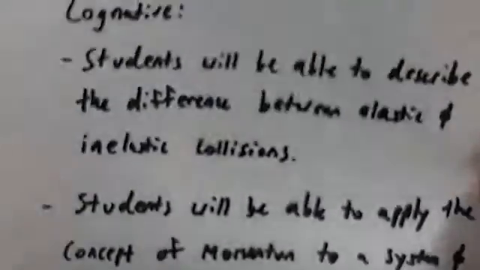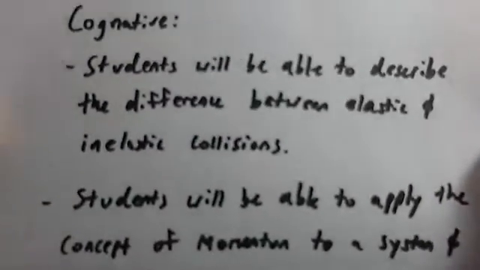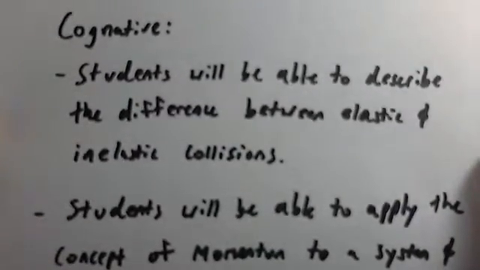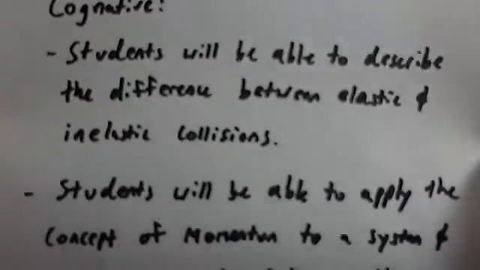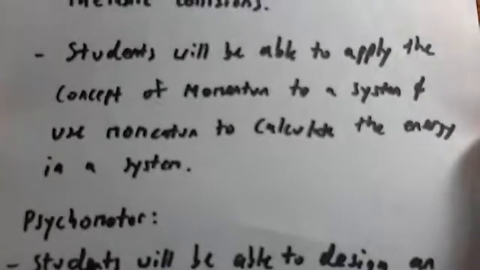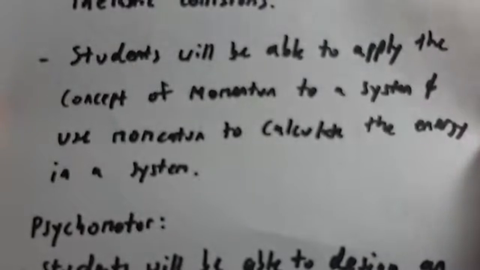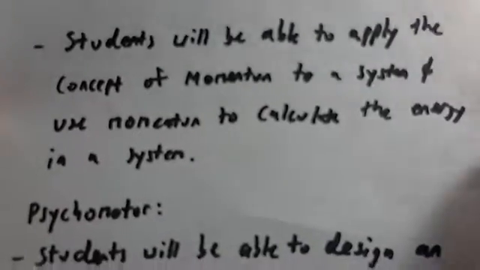The objectives for this lesson are the cognitive objectives, which are students will be able to describe the difference between elastic and inelastic collisions, and students will be able to apply the concept of momentum to a system and use momentum to calculate the energy in a system. The psychomotor objective is that students will be able to design an experiment that proves energy is conserved in elastic collisions, but not all inelastic collisions.